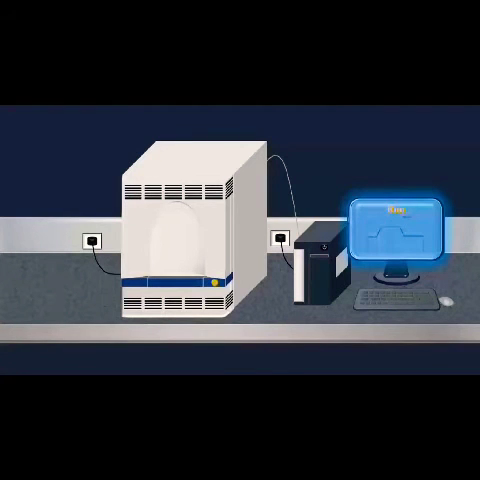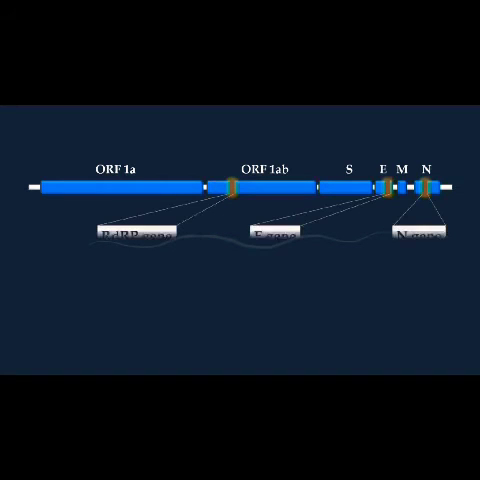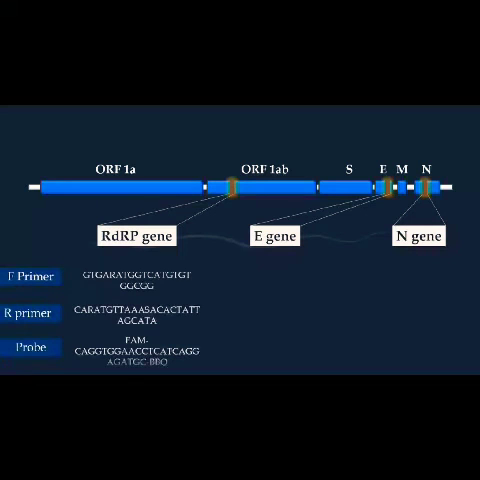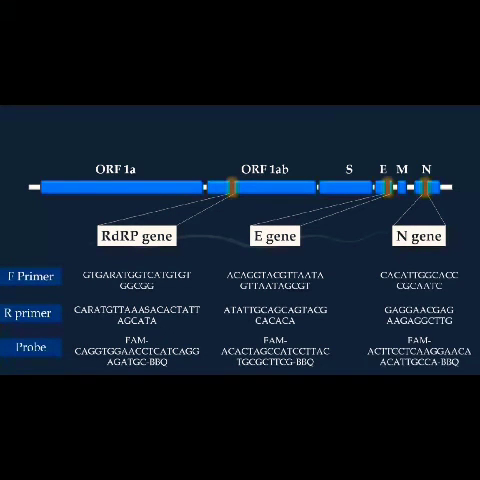Real-time RT-PCR is used for the detection of the new coronavirus 2019 by the amplification of target sequences in the RdRp gene, the E gene and the N gene. The choice of the target gene depends on the primers and the probe sequences.